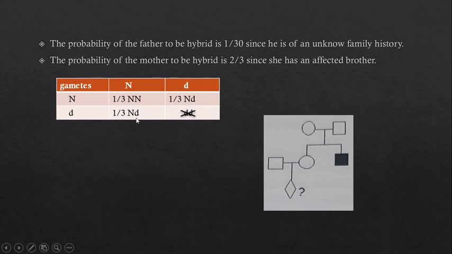Now we have 1 over 3 possibility that the mother will have a pure genotype of NN, 1 over 3 probability that the mother will have a hybrid genotype ND, and another 1 over 3 to have a hybrid genotype, which means that the probability for the mother to be hybrid in this case is 2 over 3, and this is why we used 2 over 3. So this is the justification of why we have chosen 2 over 3 for the mother to be hybrid, since she already has an affected brother.